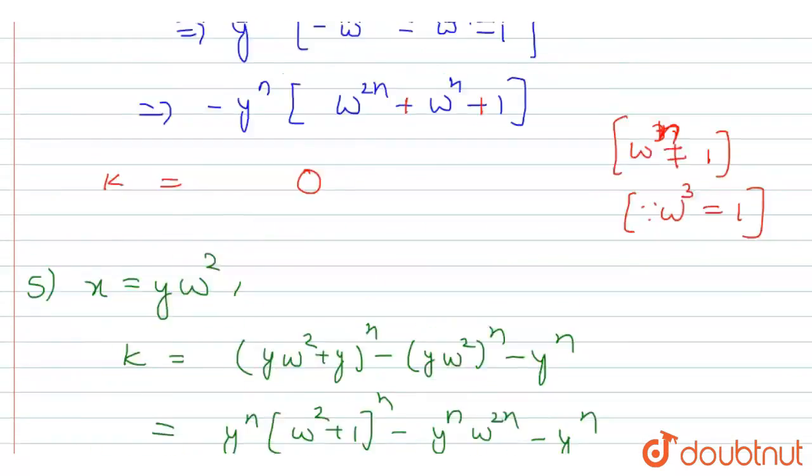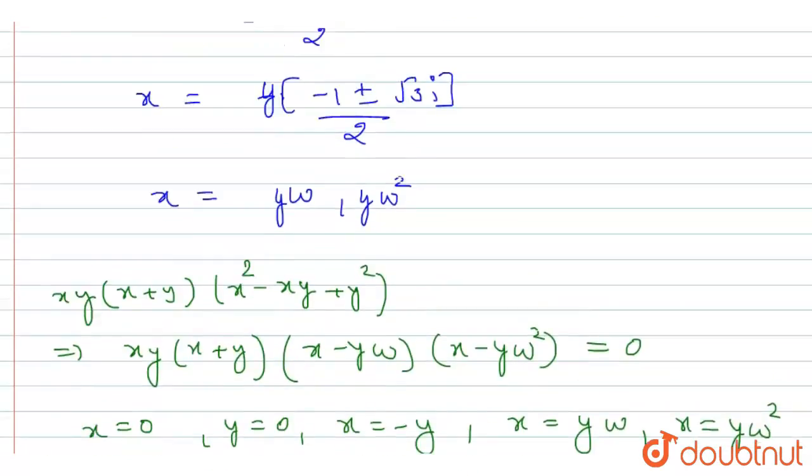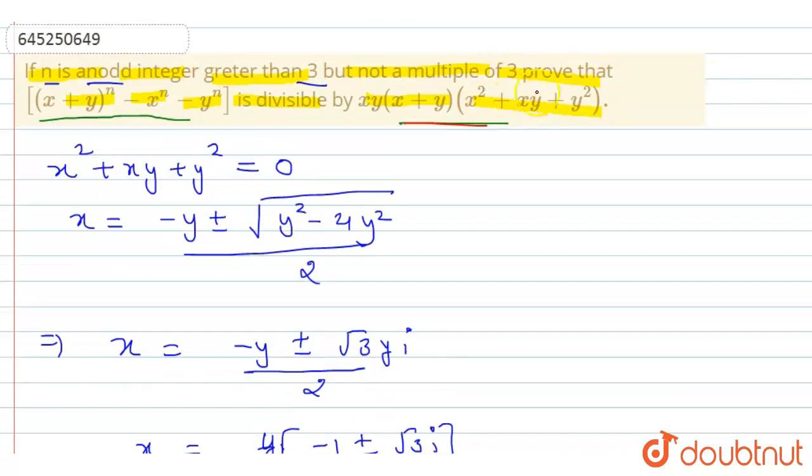So in all the cases we got 0. Finally we can write that when we put the roots of this equation in this expression, we always get the value 0. So finally we can say that this term is always divisible by this term.